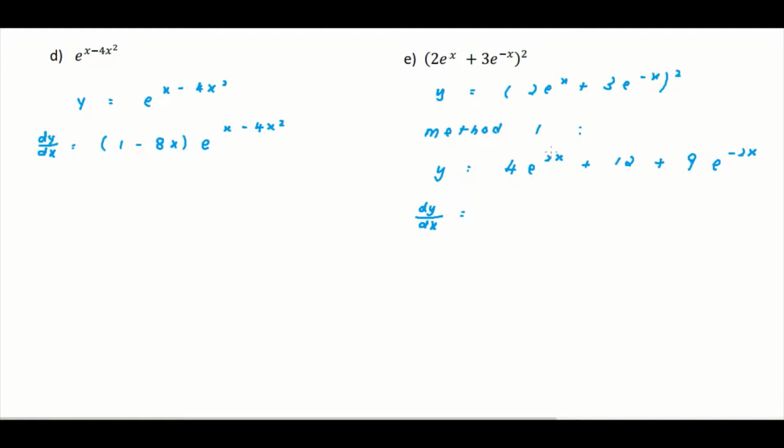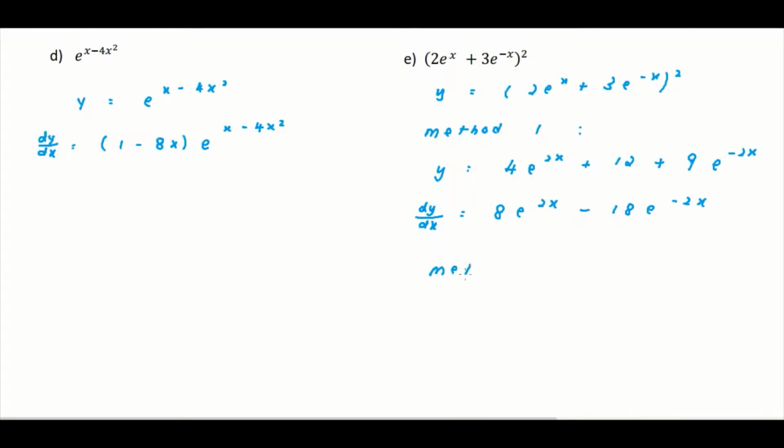After you get this, you can start your differentiation, treating it as usual. For 2x, differentiate, you get 2. So you have 8 in front, e^(2x). Plus 12 is your constant, so nothing remains. Then negative 2x, differentiate, you get negative 2. Multiply it in front, and you will get negative 18e to the power of negative 2x. Okay, so this is method 1.